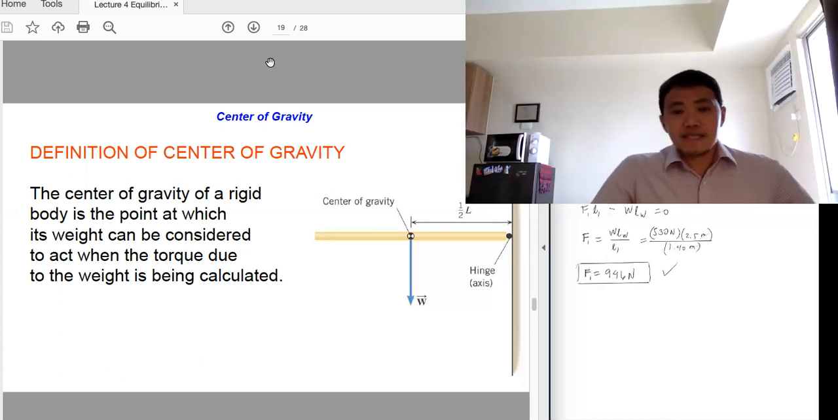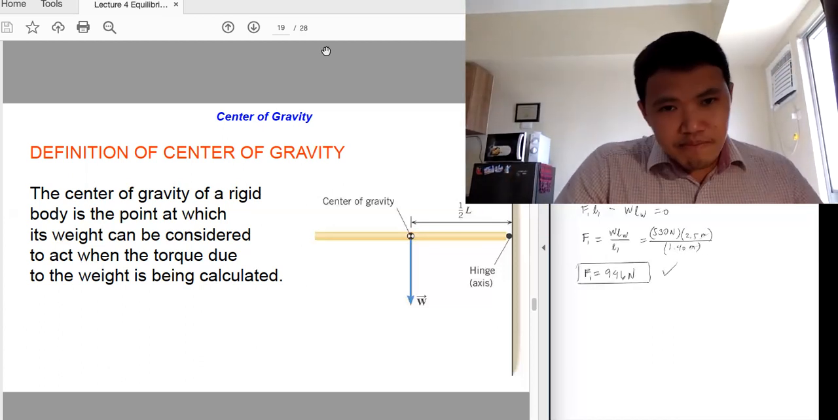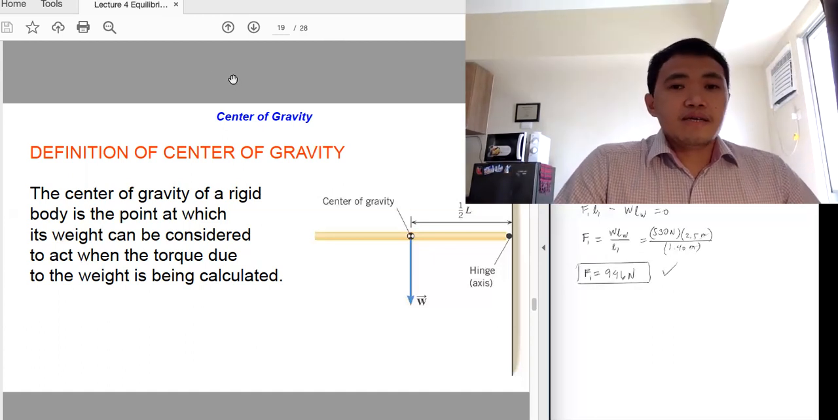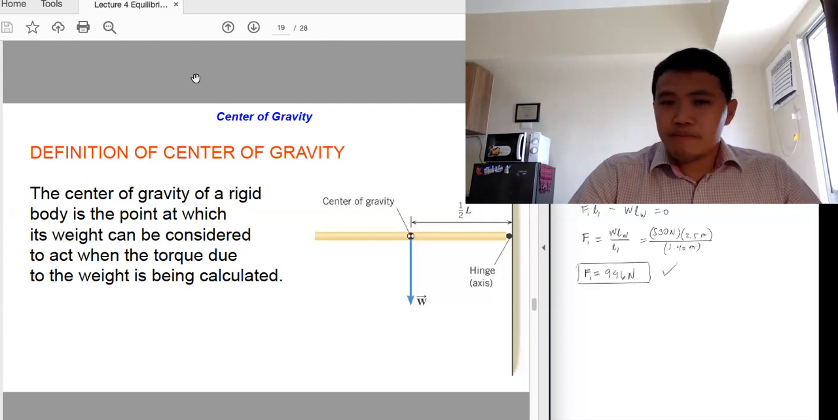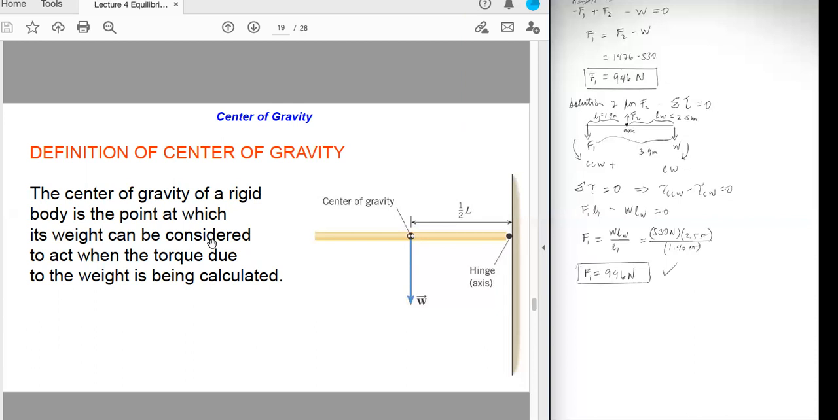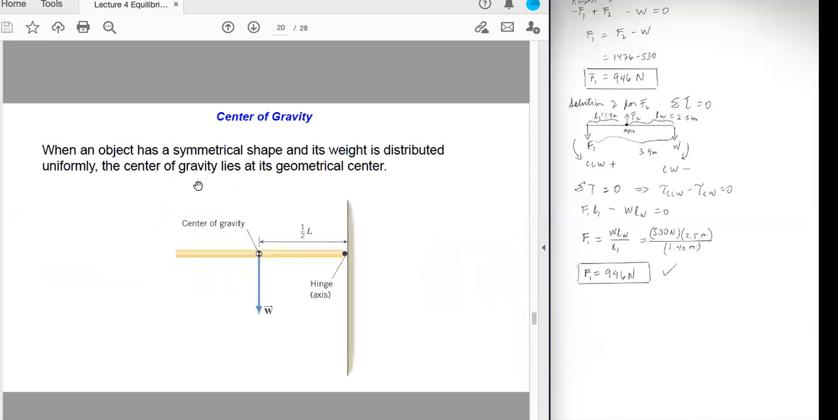You need to place your center of gravity over the strongest part of your body. Okay, so that is for a regular object, and there are other methods such as the plumb-line method, which we will discuss later. So let's have the equation. For regular objects, the center of gravity is in the middle. For a rectangle, it is in the middle. When an object has a symmetrical shape and its weight is distributed uniformly, the center of gravity lies at its geometric center.